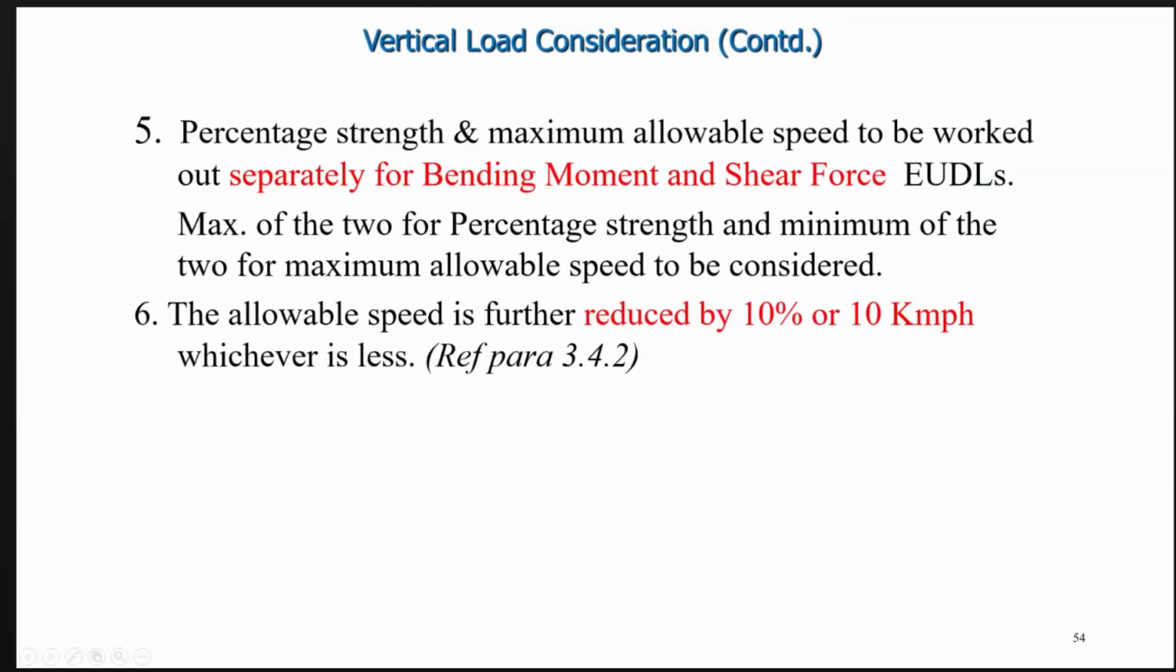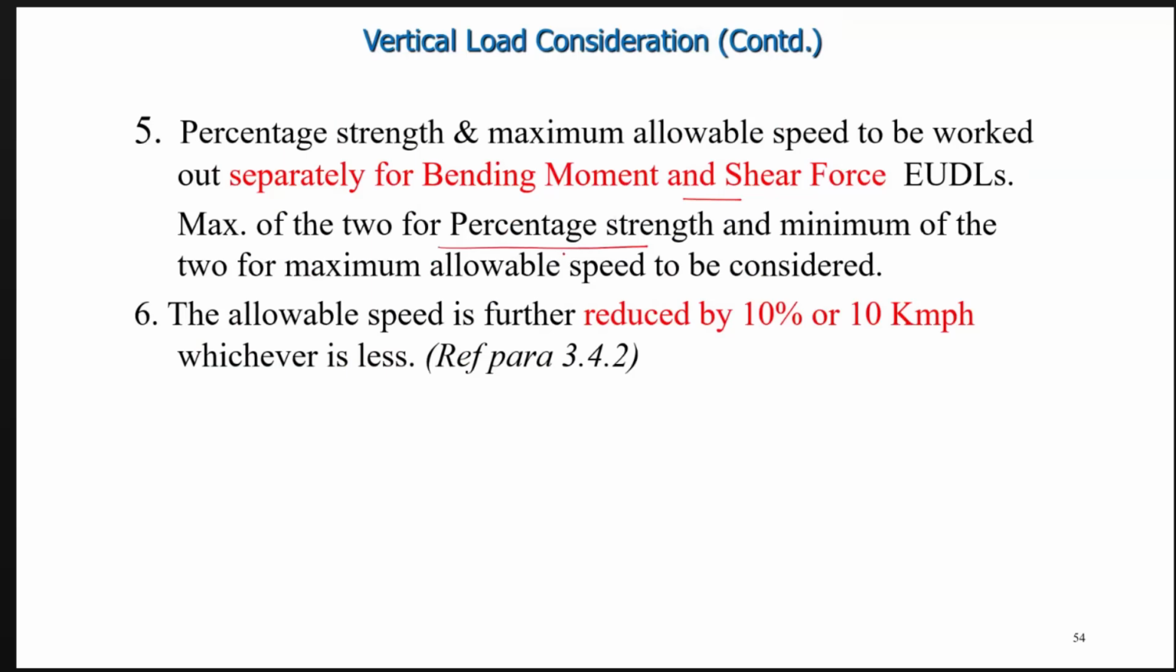We will solve this with one example. I will show you, that will be more clear for you. So the percentage strength for maximum allowable speed is to be worked out separately for bending moment and shear force UDL. So for bending moment, UDL is worked out separately, and for shear force, and the maximum of whatever comes will be considered for the percentage strength.